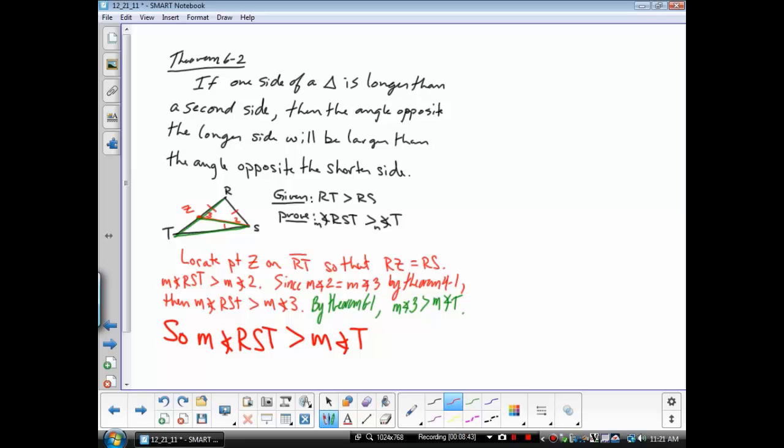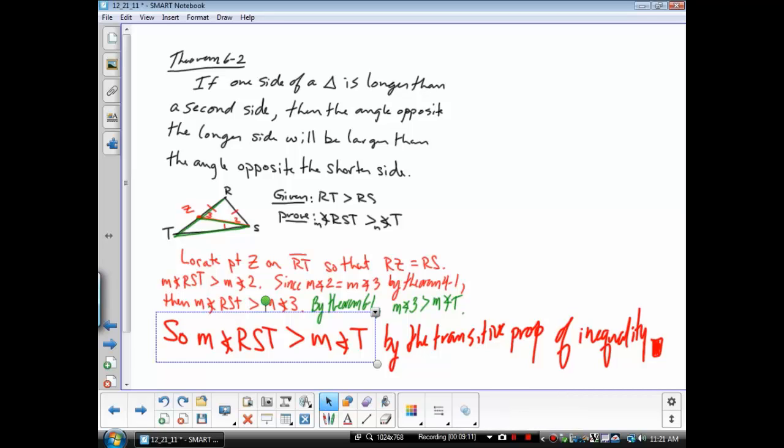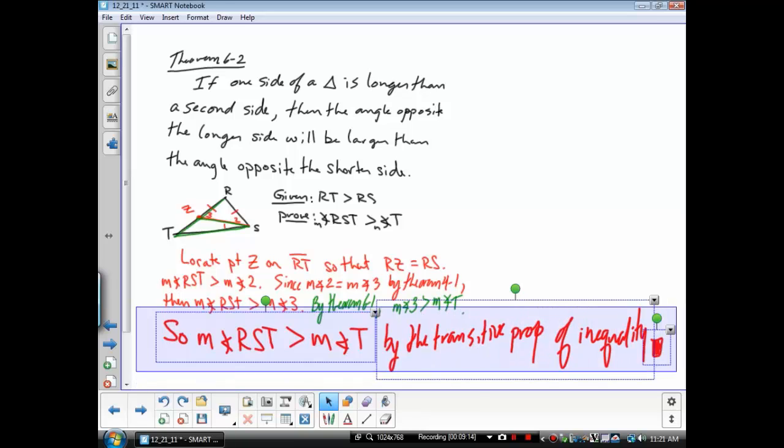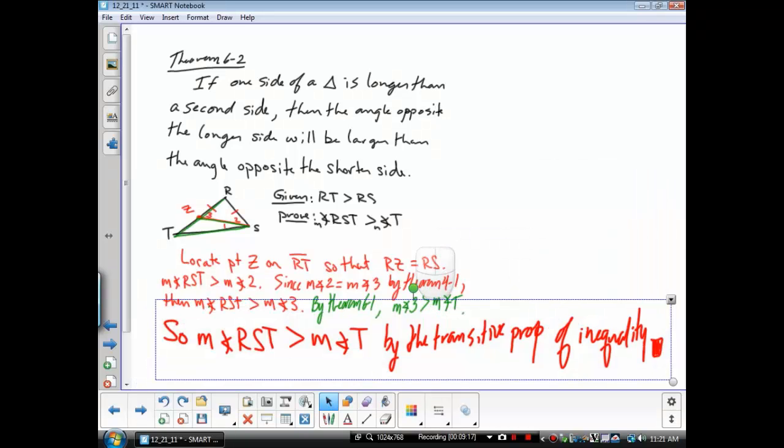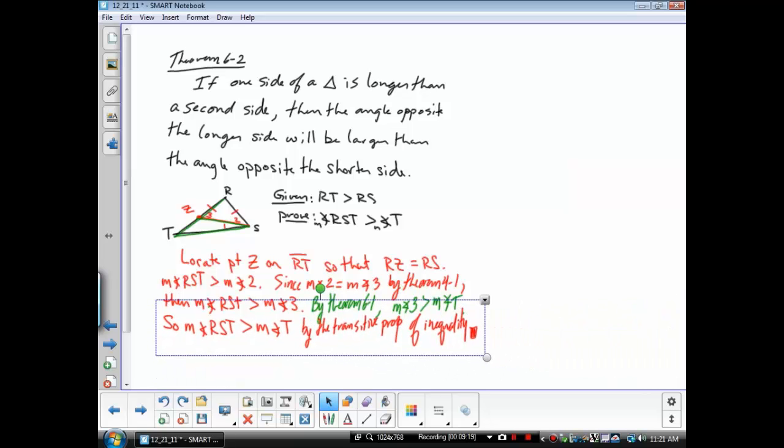And we'll say by the transitive property of inequality. That is what we wanted to prove. And we did it. That was actually easy.